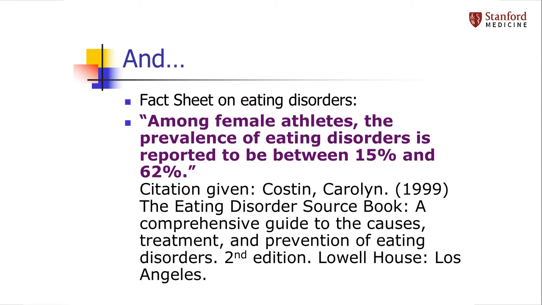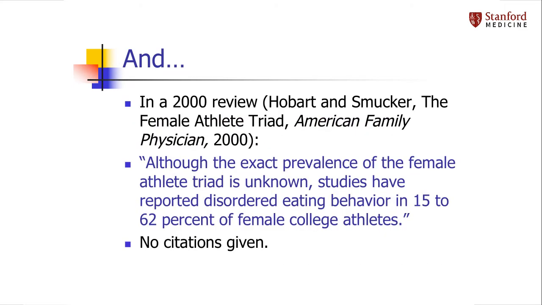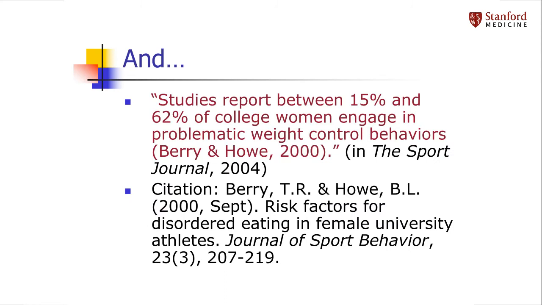Just another example, I found in a fact sheet on eating disorders. Among female athletes, the prevalence of eating disorders is reported to be between 15% and 62%. They cite a book, so again, a secondary source. In a 2000 review paper in the American Family Physician, they say, although the exact prevalence of the female athlete triad is unknown, studies have reported disordered eating behavior in 15 to 62% of female college athletes. No citation was given there.